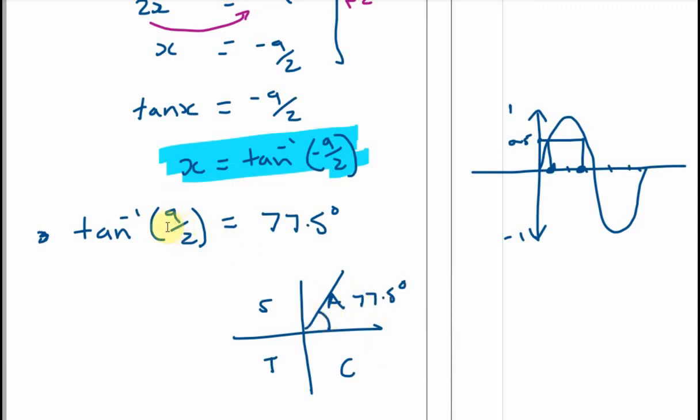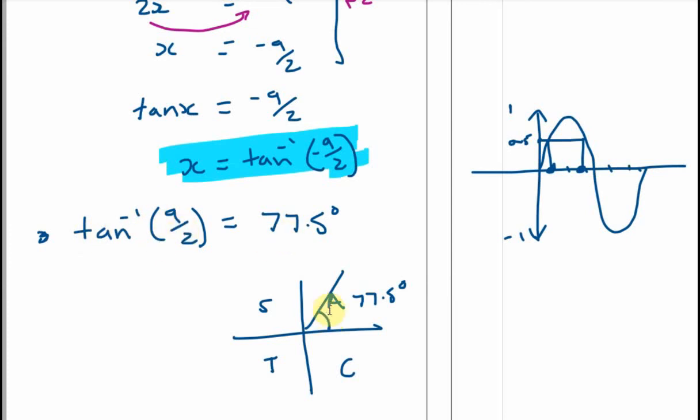Don't put a negative in here. It just makes life really confusing because your calculator can give you some strange answers and trying to work back is annoying. Just always work out 77.5. Now, this was a tan question, and it was tan of theta equals -9/2. And we said, well, tan inverse of positive 9/2 gives us this.